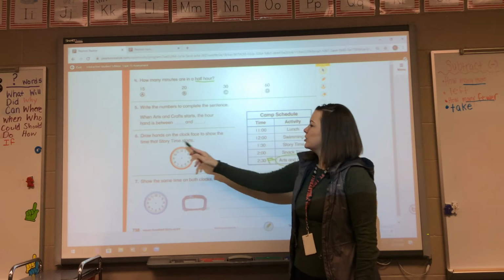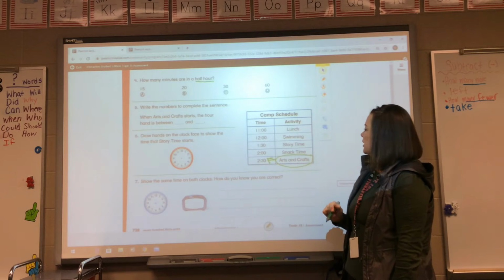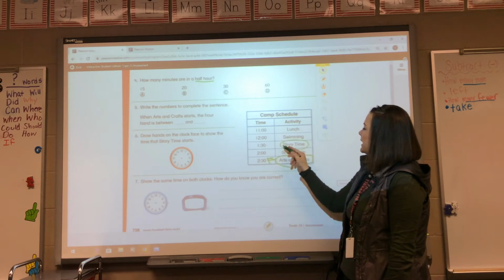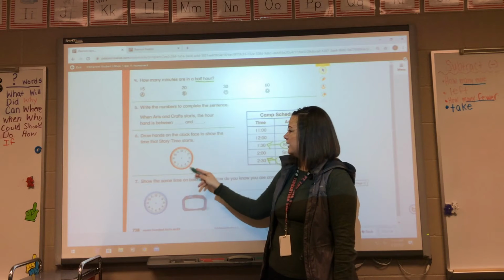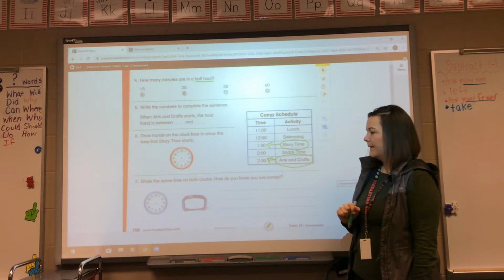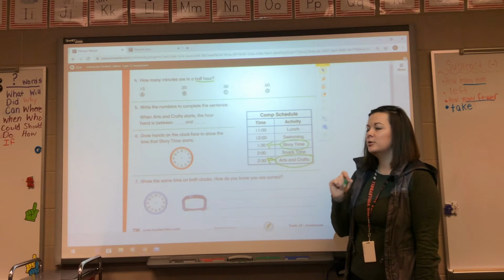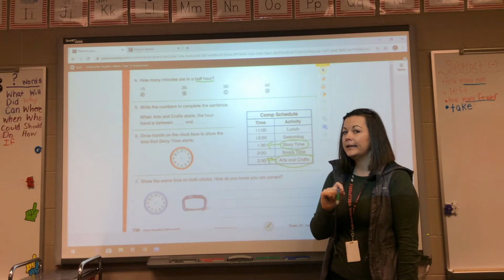Draw the hands on the clock to show the time that the story time starts. So I'm looking at story time. Very good. Draw that on here. Very close attention to that hour hand, the little hand.